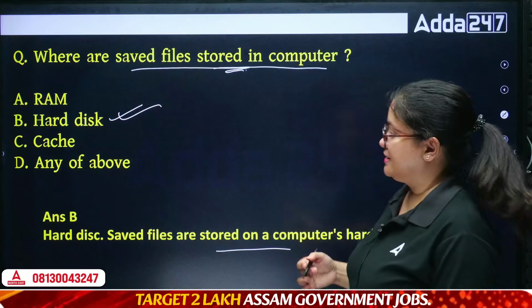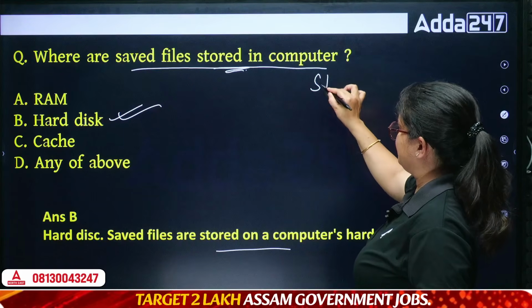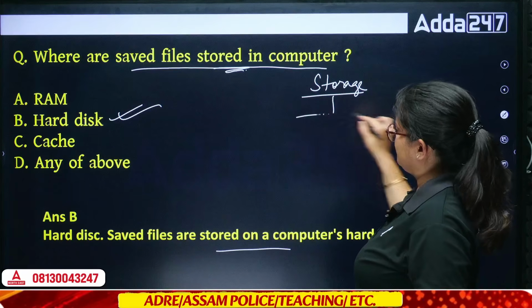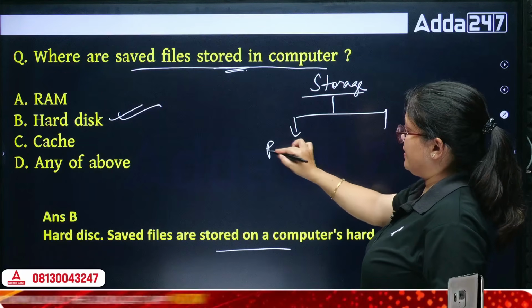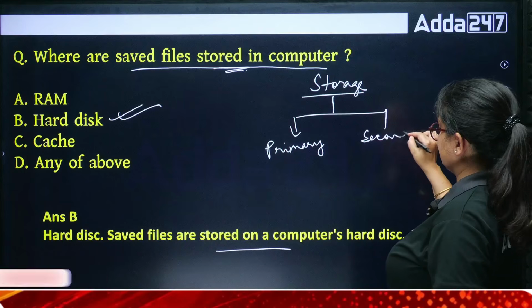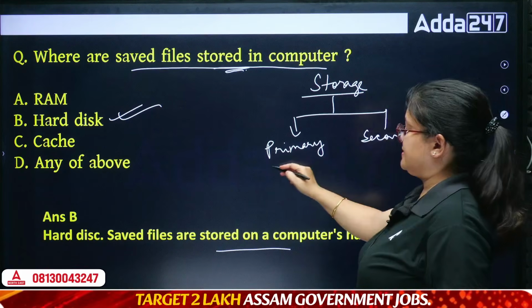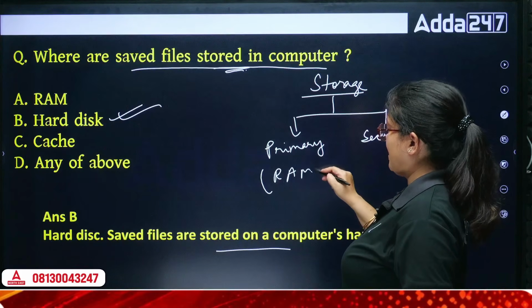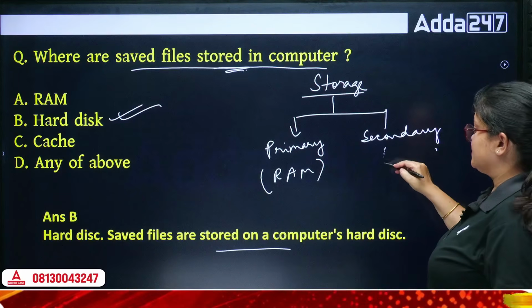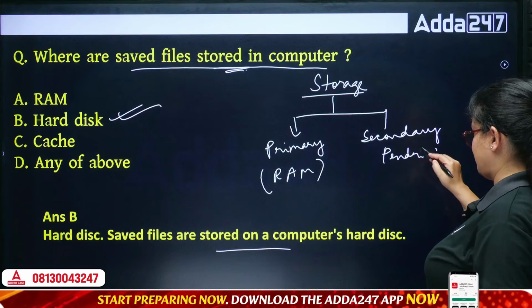Also, whenever we talk about computer storage, one more thing is asked, that is storage types. There are 2 types of storage, right? One is primary, one is secondary storage. Whenever we talk about primary, it is always RAM, while secondary storage may be of any kind, hard disk or pen drive. These are all secondary storage. One more question has been asked from here.